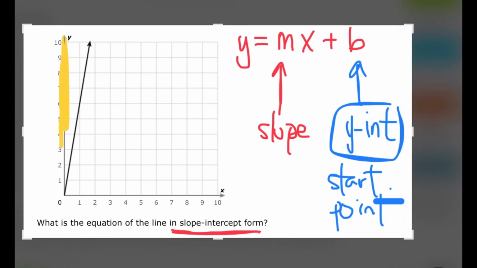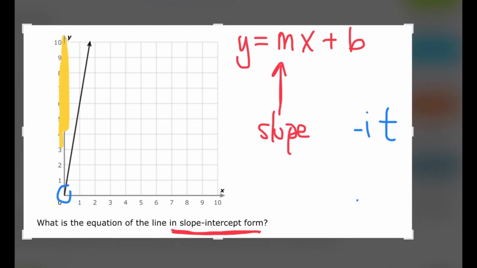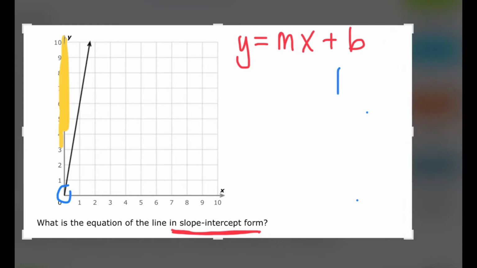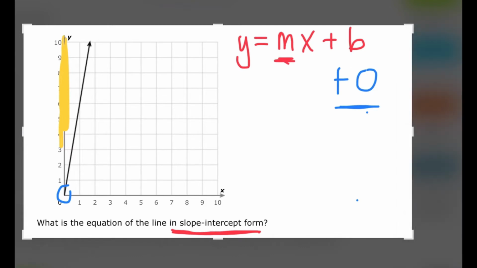We find the y-intercept on the y-axis where it crosses through, and at this point it happens to be 0. So for our b, our y-intercept, let's go ahead and put plus 0 because we know that's what the intercept actually is. So we have half of our function filled out. Now we just need to figure out what the slope, m, is.